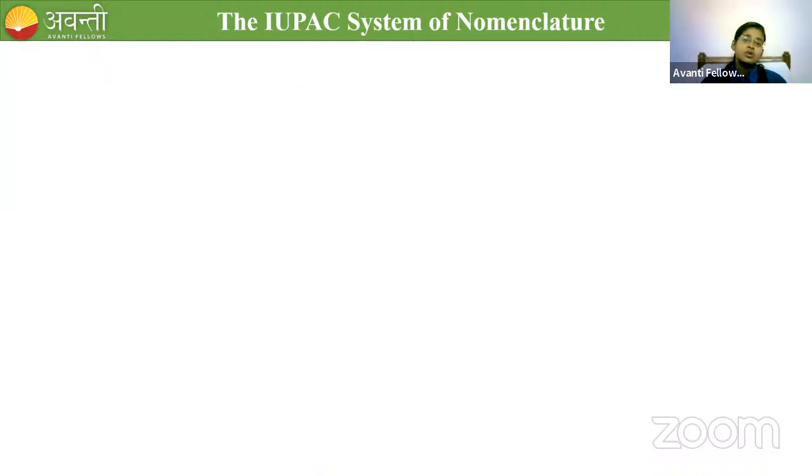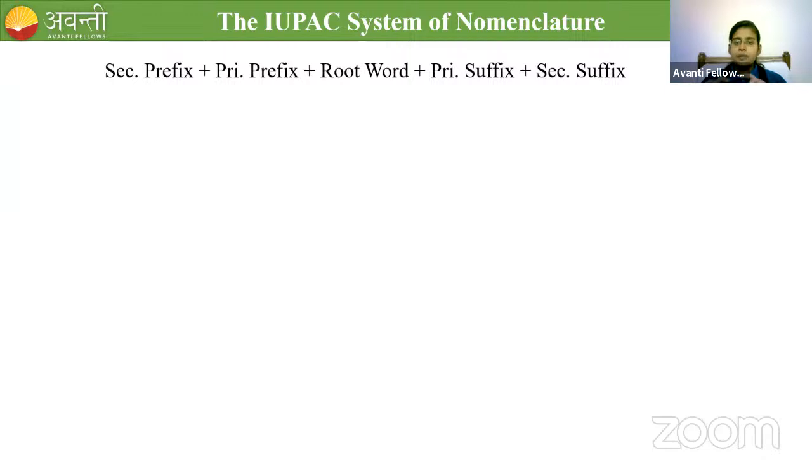Now I'm going to give you the skeletal structure of the IUPAC system of nomenclature, the skeletal structure of the naming. IUPAC naming will have a secondary prefix, primary prefix, root word, primary suffix, and secondary suffix. This is the skeletal structure to name using IUPAC nomenclature.